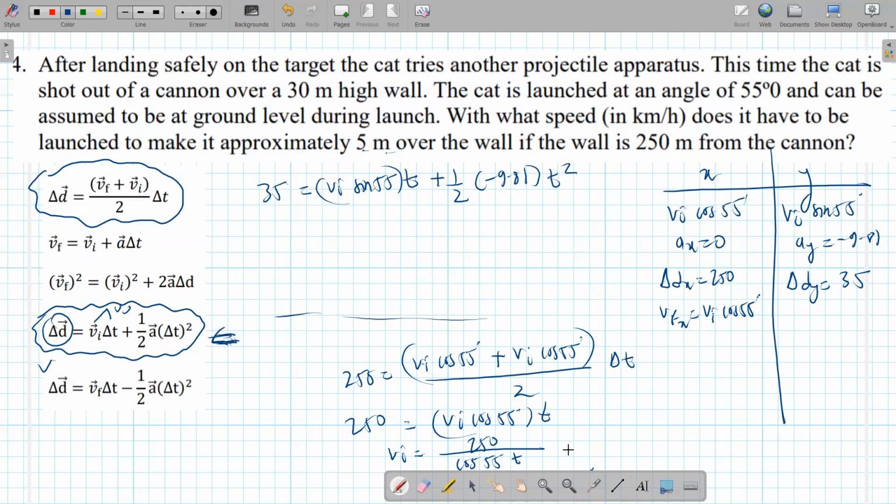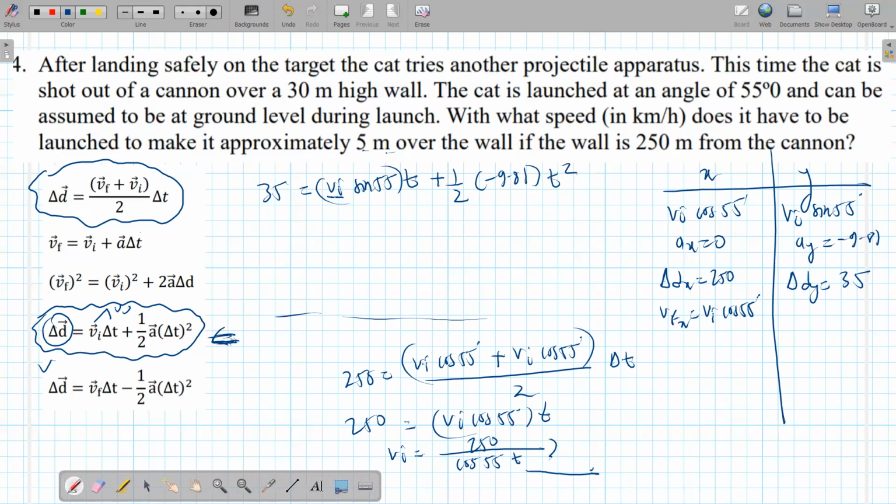Alrighty, now look at this. We're gonna make a quick substitution. You see there's a VI here? We're gonna replace that VI with this: 250 over cos 55 times T, okay? So 35 equals VI. What's VI? VI is 250 over cosine 55 times T, yeah?